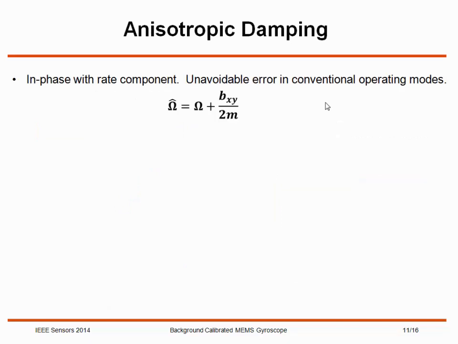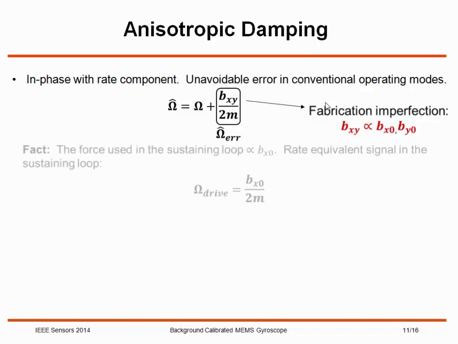As I said, in a MEMS gyroscope, it is a fundamental error source because it is inherently in phase with the rate component. So the interesting thing is that the reason for anisotropic damping is damping, and there should be some correlation with isotropic damping. But is there a way to observe isotropic damping? Yes, there is, because in the drive loop, the amount of force to sustain the oscillation is a function of isotropic damping.